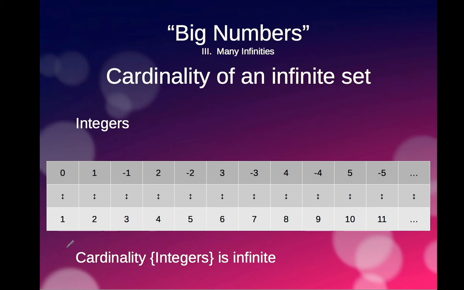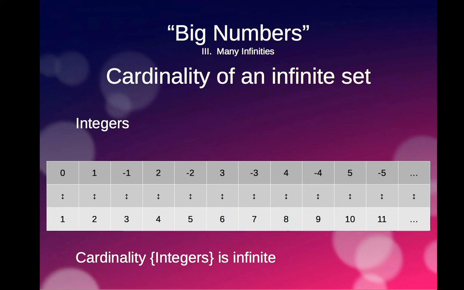But this is kind of strange. What this means is that the cardinality of the integers is the same as the cardinality of just the natural numbers. In other words, confusingly, there are as many integers as there are natural numbers. I'll let that sink in for a second. There are as many integers as there are natural numbers. They're both infinite.